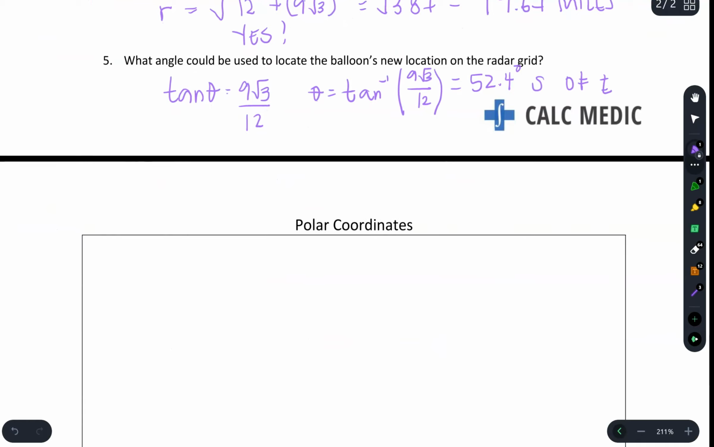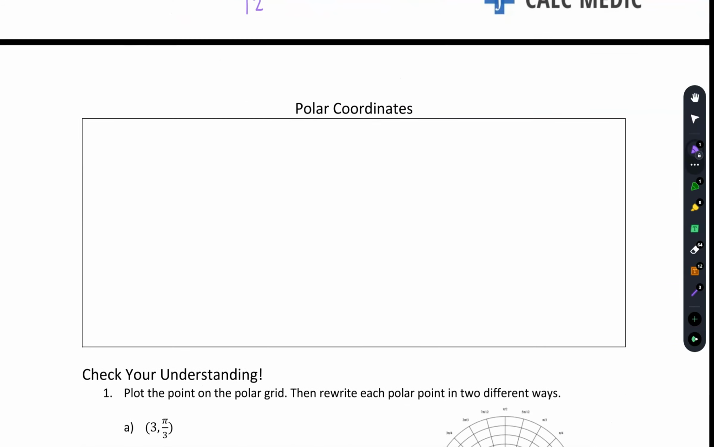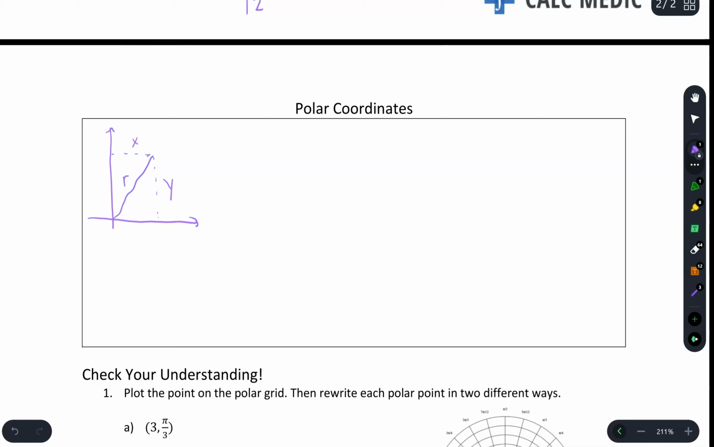Okay. So polar coordinates can be changed into rectangular coordinates and vice versa. So if we take a rectangular coordinate, we have our x, right, and our y values, and this is going to be our r now. Okay, so the rectangular coordinate is defined by x and y's, and the polar coordinate is defined by r and theta, and this is my theta down here.